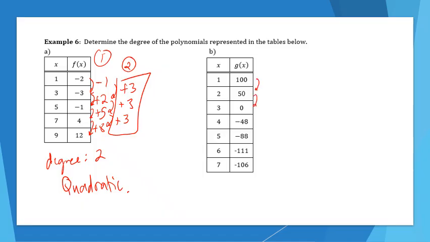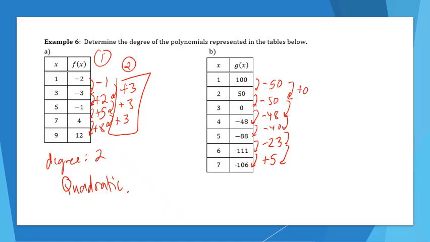Here, I'm going to look at the first difference for all of these. This should be -50, -50. This should be -48, -40. This should be -23, and then this should be +5. So we have our first difference. Obviously, it's not the same number, so we have to go one more.